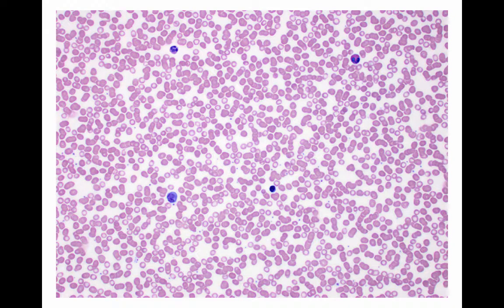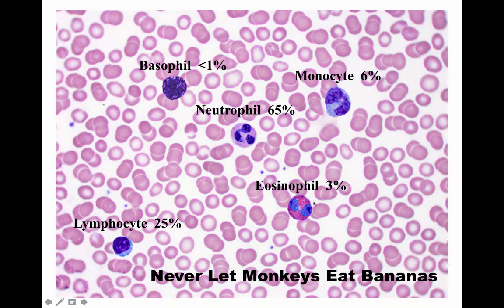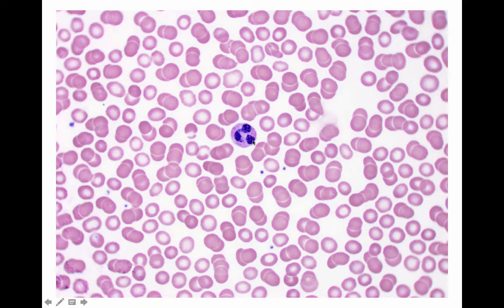So if we look at a cluster of cells under the microscope, we can see that the white blood cells are drastically outnumbered by the red blood cells. This has to do with the larger number of erythrocytes, or red blood cells, that we see, and the smaller quantity of white blood cells. So again, never let monkeys eat bananas. The neutrophils are at 65%, lymphocytes are at 25%. Then we see the monocytes at 6, and we start dropping drastically from there to eosinophils at 3, and basophils at less than 1%. Here, if we identify this, we see multinucleate, so we would think neutrophil.